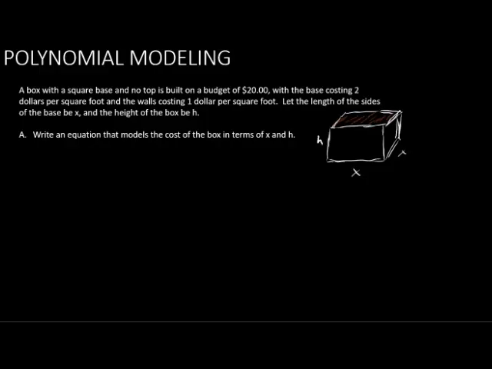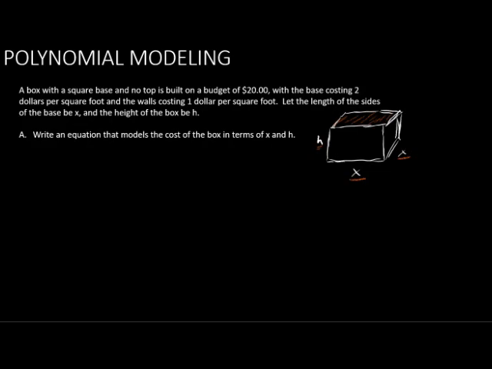We're going to let the length of the sides be x and the height be h. Notice that since our base is square, the length and the width will both be labeled x, but the height will be labeled h here. We're asked to write an equation that models the cost of the box in terms of x and h.